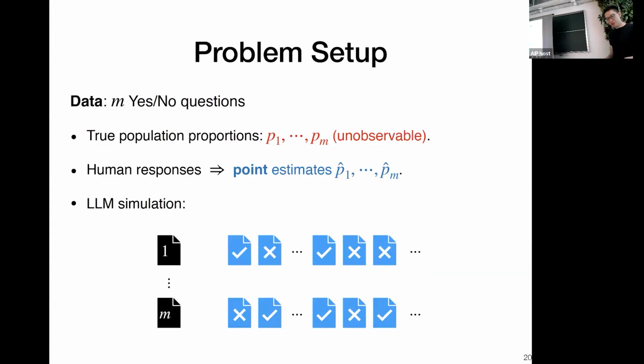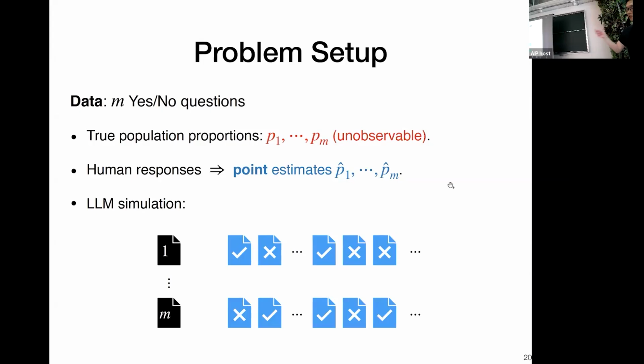So for these historical questions, you have human responses. For each question, there could be dozens or hundreds of human responses, and then at least you can construct point estimates. That is just your empirical average, so P1 hat through Pm hat. These are observable. These are learnable from your human samples.